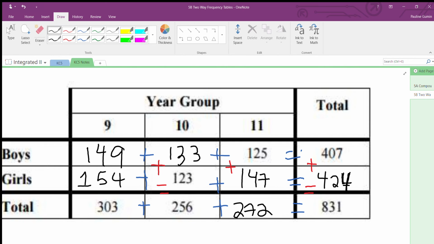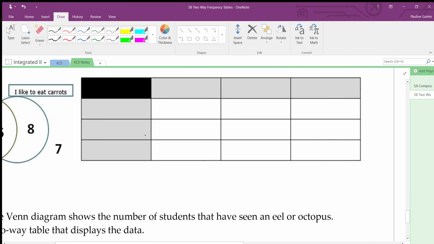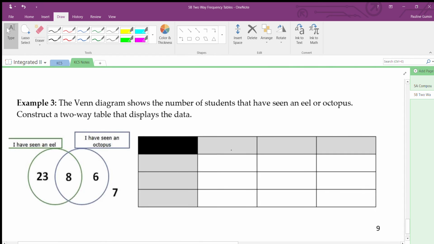Okay. Wow. Now you might have filled this out a little differently than me. And you know what? That's totally fine. We should have still gotten the same values. Now where the challenging part comes in is being given no values, blank to a table. Let's do a little bit of a challenge. I like this one better, so we're going to do this one. I'm given a Venn diagram about students who have seen eels and octopuses, or octopi.